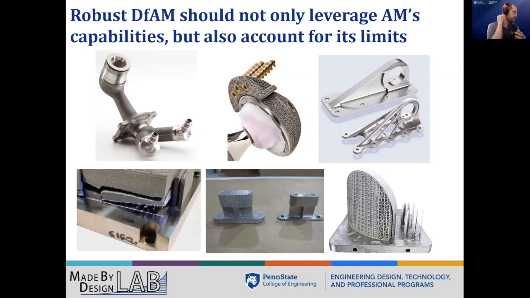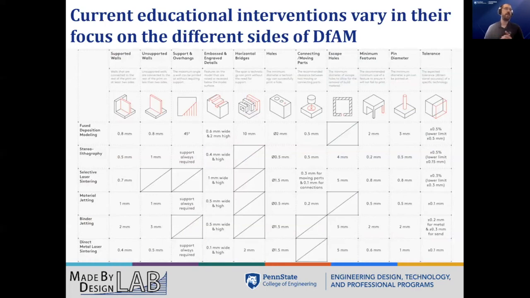So what has been termed opportunistic design for additive and restrictive design for additive manufacturing. The challenge we run into is that educational interventions to try to teach students and designers how to leverage this vary in their focus on the different sides of design for additive manufacturing.